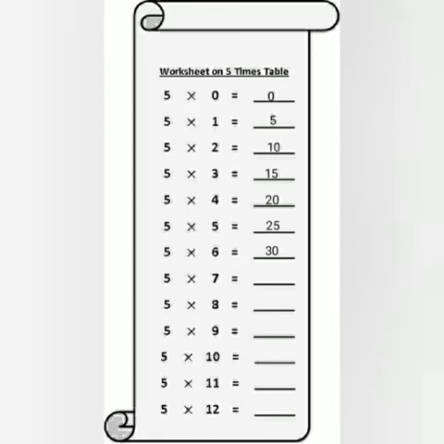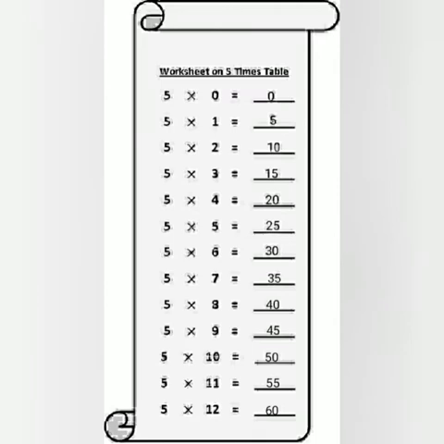5 times 7, 35. 5 times 8, 40. 5 times 9, 45. 5 times 10, 50. 5 times 11, 55. 5 times 12, 60. I hope you all remembered them. We're just jumping up in fives.